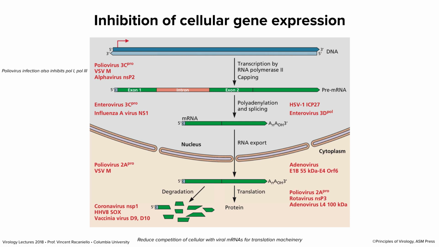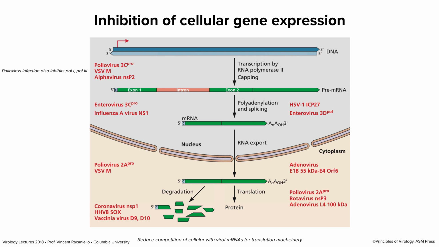And these red letters here show you where different viruses interrupt this process. At every stage, they make gene products that interfere. For example, these viruses here, polio, VSV, and an alphavirus. An alphavirus would be Sindbis. We mention those now and then. They'll inhibit transcription or capping.